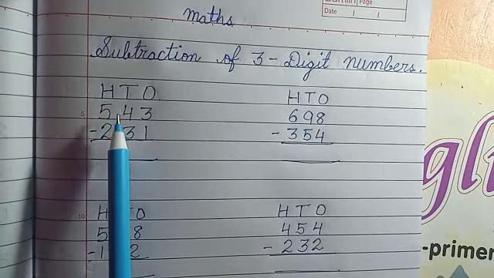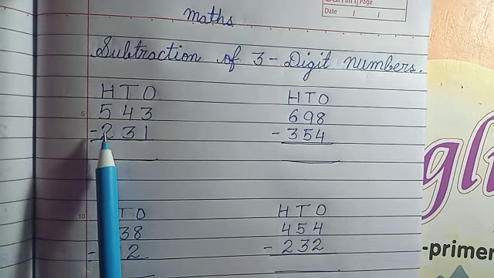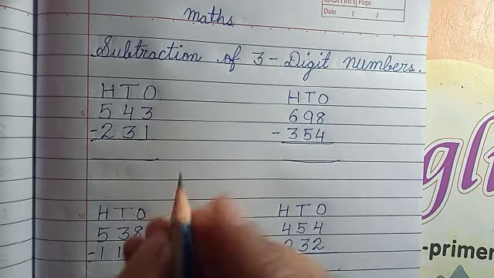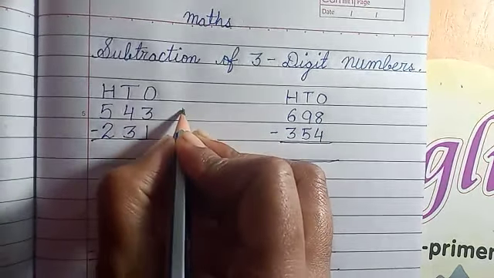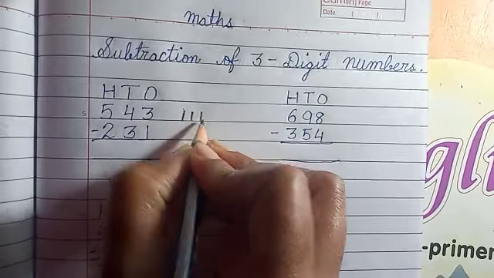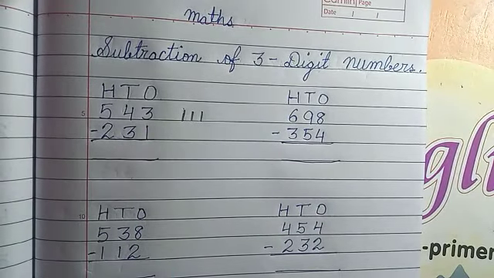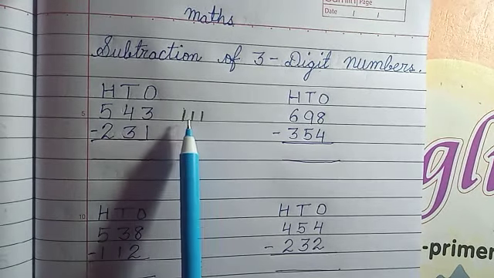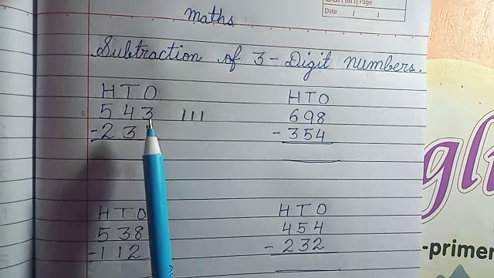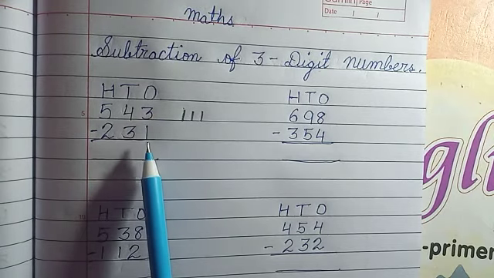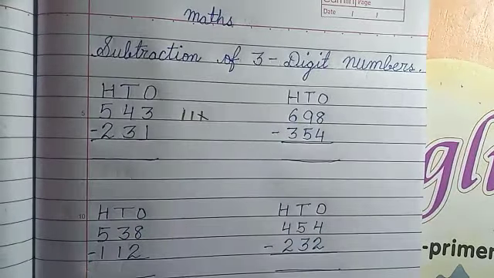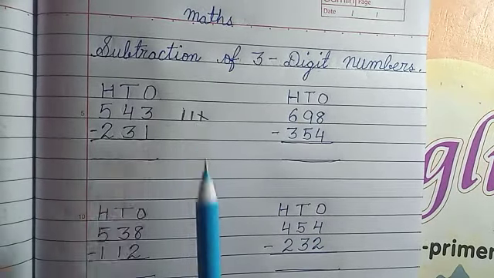Here is 543 minus 231. Here is 3. Now you draw 3 lines: 1, 2, 3. And here is 1. Out of 3, you remove 1. Count: 1, 2.